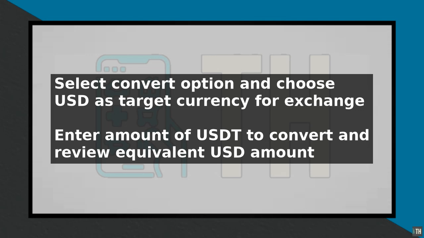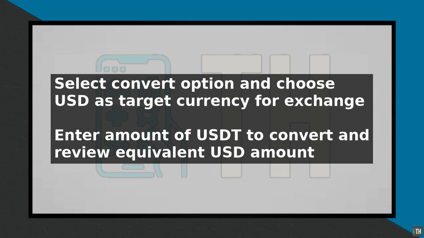Before confirming the conversion, review the exchange rate and fees associated with the transaction. Crypto.com charges a small fee for converting USDT to USD, which will be deducted from the converted amount. Once you have reviewed the details, click Confirm to complete the conversion. The converted USD will be deposited into your Crypto.com USD wallet, which can be found on the Account Balance page.